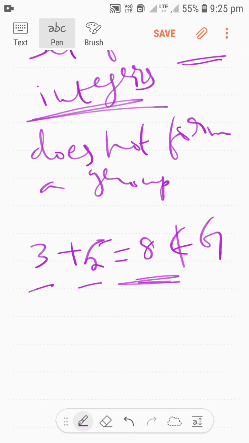Like that, the existence of identity is not true for this set of all odd integers. So the set of all odd integers does not form a group with respect to addition.